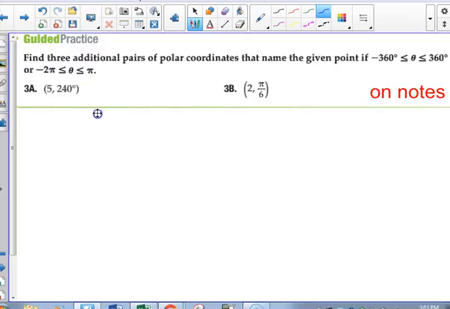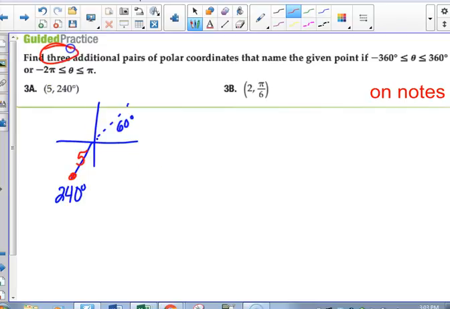All right, so I want to visualize. This was all the way around to 240, which is down here, right? Okay, let's just for a minute think about what's on the other side of 240. This would be 60, right? Because you subtract 180. All right, let's draw our little dot out here. It was 5 units out. So one of the answers was 5, 240. I need 3 additional ones.